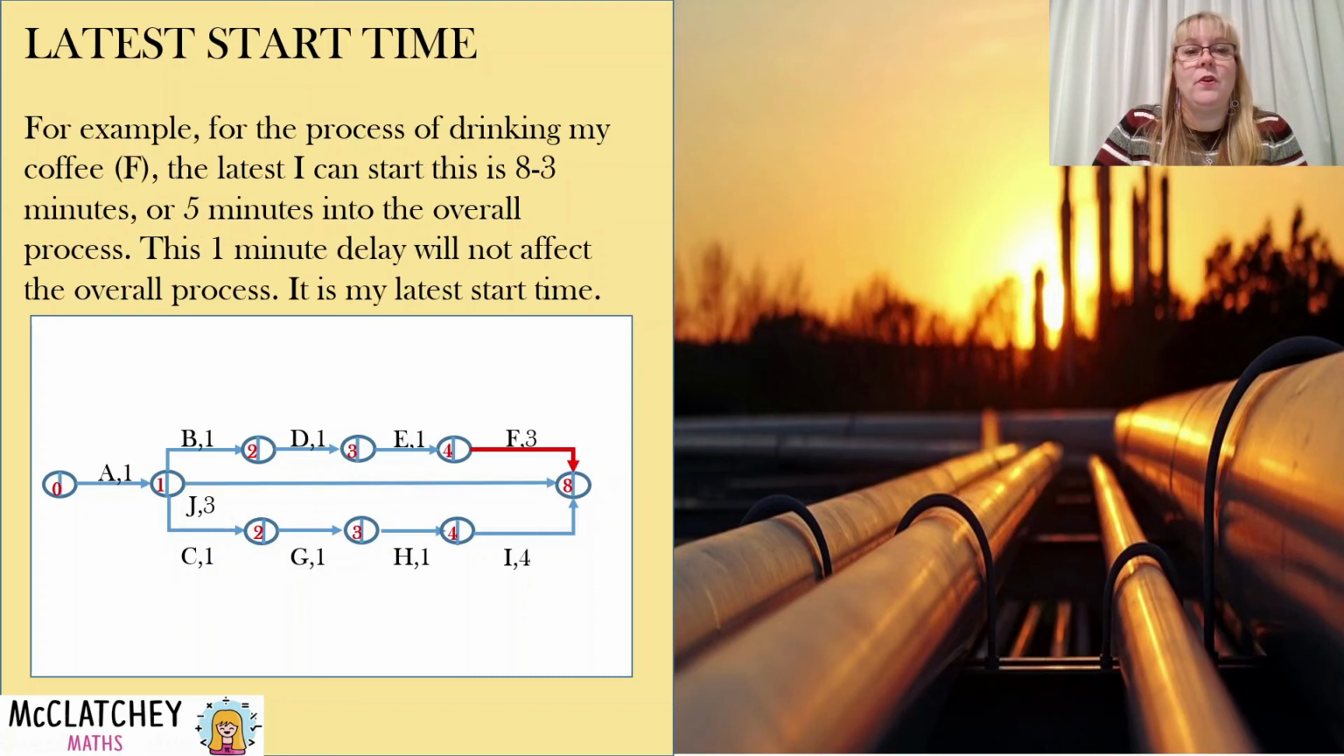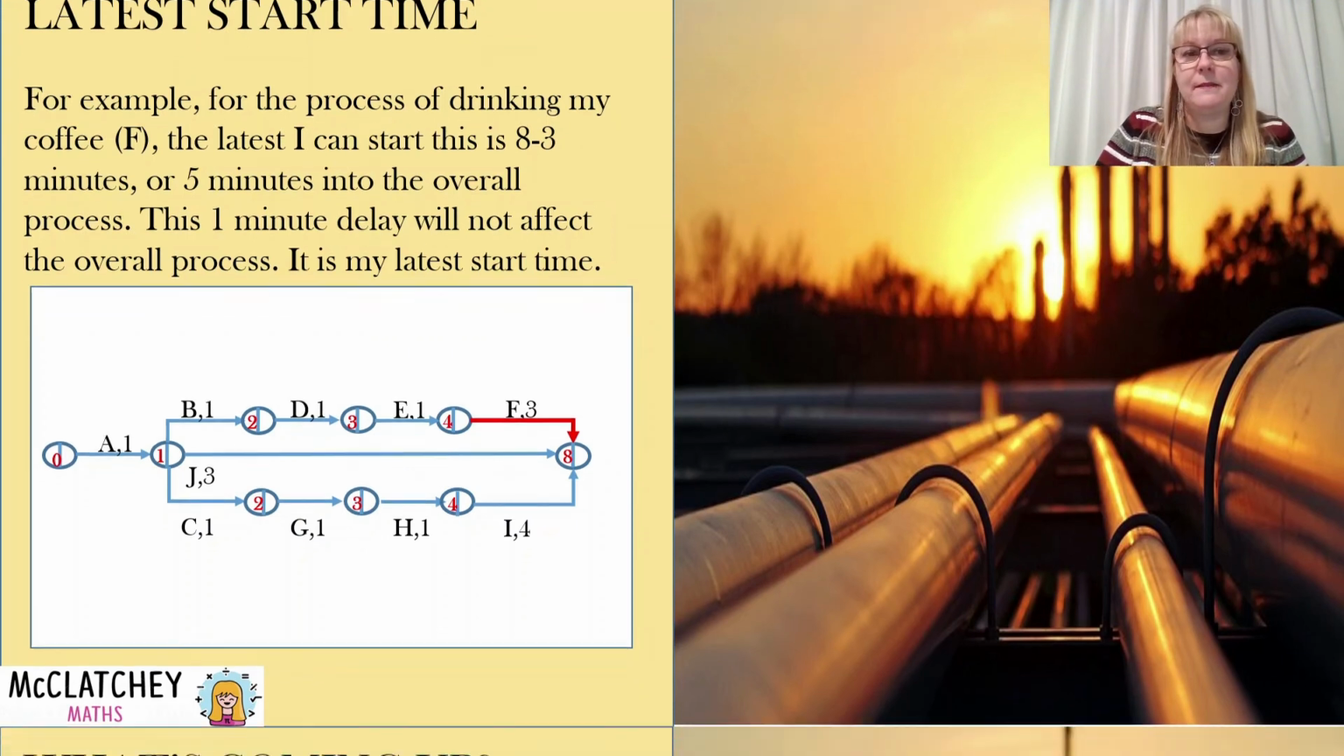And also for coffee, let's have a look at activity F. The latest I could start that is 5 minutes into the overall process. So I'm working backwards here from that next part of the process, take the 8, take the 3 away, and that gives me a 1 minute delay. So basically, instead of starting at the 4 minute mark to drink the coffee, I could start it at the 5 minute mark, because remember there was 1 minute of float time in total on that top pathway. So my latest start time is at 5 minutes.